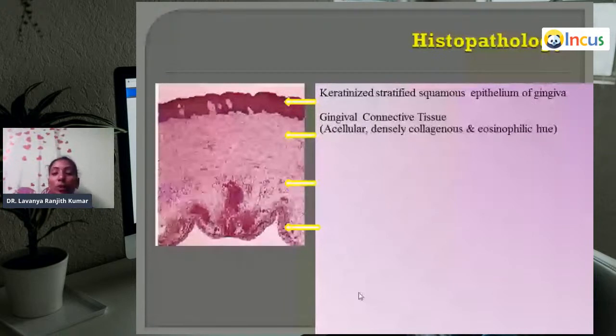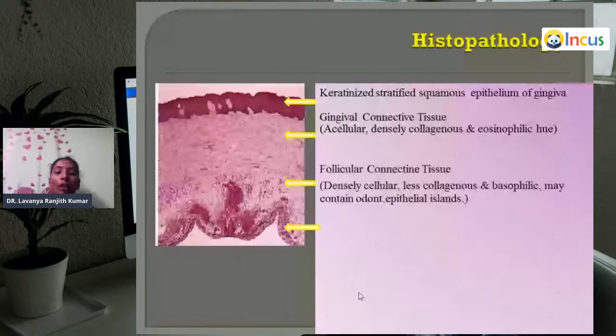Sometimes it shows an eosinophilic hue. The follicular connective tissue, when it is gingival tissue, is acellular. If it is a follicular connective tissue component, it is densely cellular and less collagenous and basophilic, which may contain odontogenic epithelial islands. And the cystic lining. So this is the soft tissue component and this is the cystic lining epithelium.